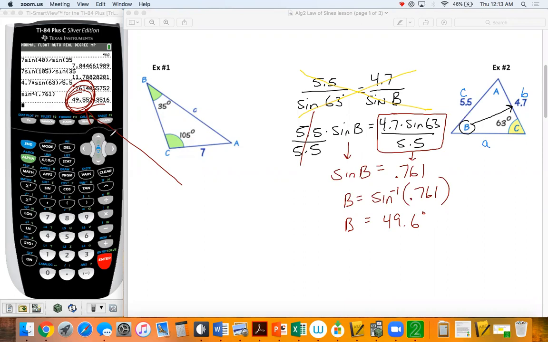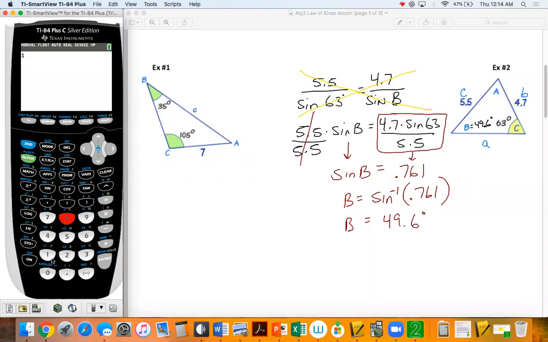So now I'm going to add that into our picture. B is now known forever. For the rest of this example, B will be worth 49.6 degrees. Can you guys pick up the good news here? Once you have two of the angles in a triangle, you can find the third by subtracting from 180. So on the trusty calculator, 180 minus 63, which is angle C, minus 49.6, which is what we just found for angle B, we are left with 67.4, which is angle A. So angle A is worth 67.4 degrees.